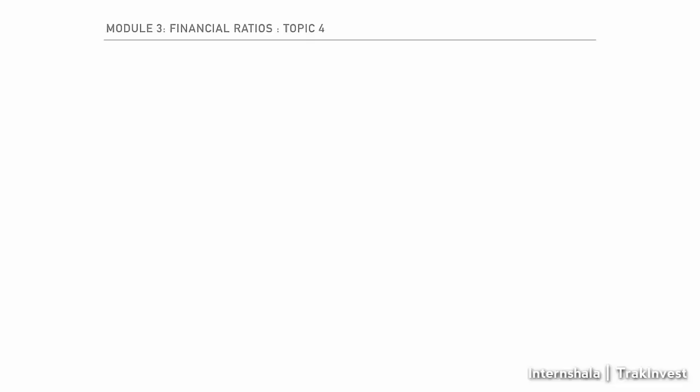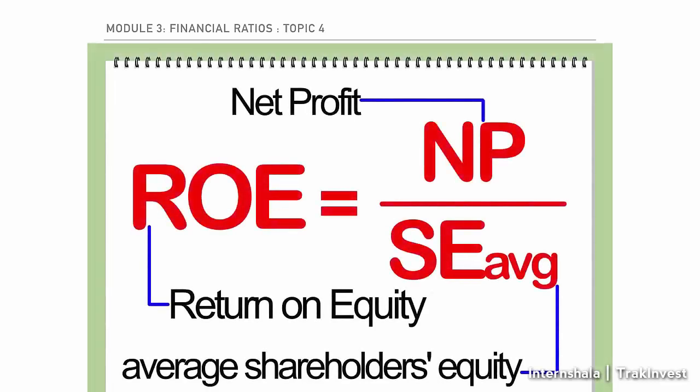Now let's learn the next key financial ratio, the return on equity ratio. The return on equity ratio can be calculated by dividing the net profits of a company by the average shareholders' equity. When I say average shareholders' equity, that means the amount of money the shareholders have invested in a company.